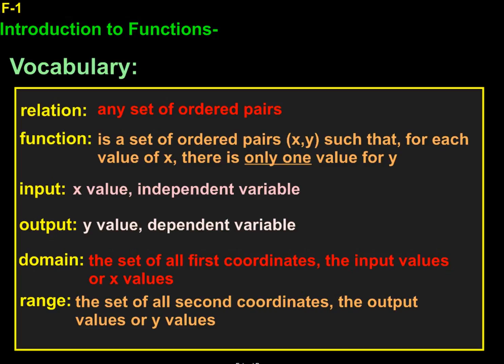Domain: the domain is the set of all first coordinates, the input values, also known as the x values. Range: the range is the set of all second coordinates, the output values, also known as the y values.